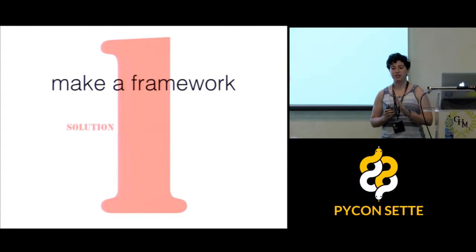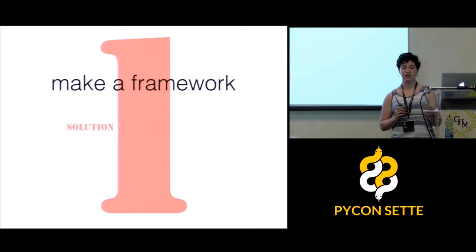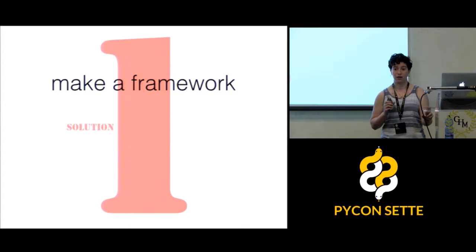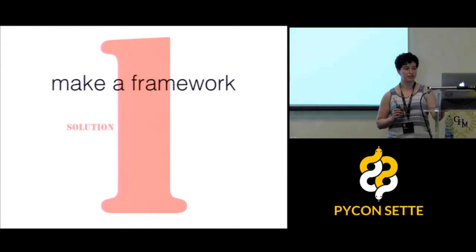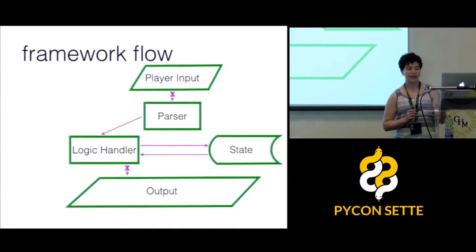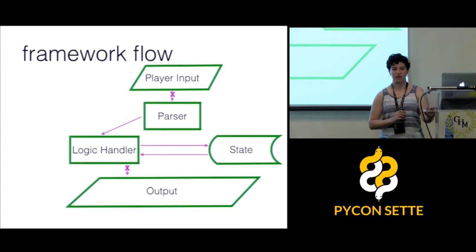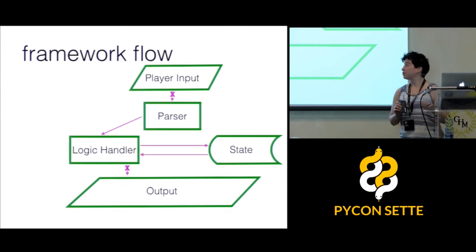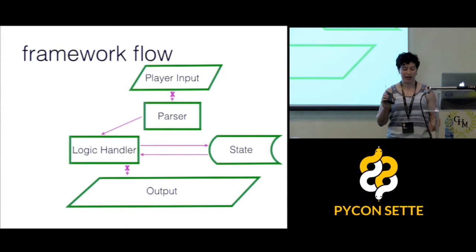So the first problem, which is that I can only write one text adventure game, is solved so easily by just, instead of writing a text adventure game, writing a text adventure framework, by which I mean a system that can be used to create an arbitrary number of text adventure games. And so to do that, we should think about how a framework will work. And a game written using a framework should operate in basically the same way as a standalone game.